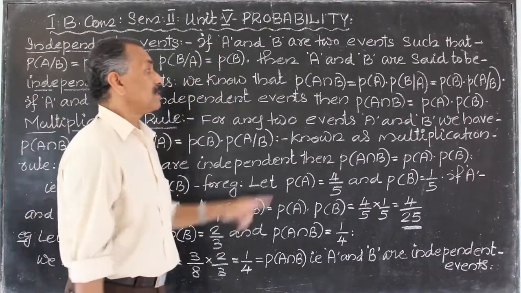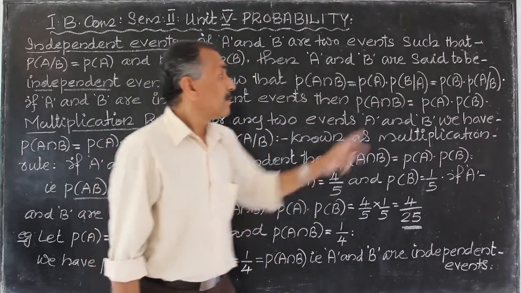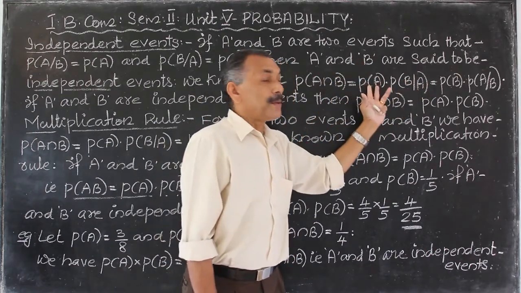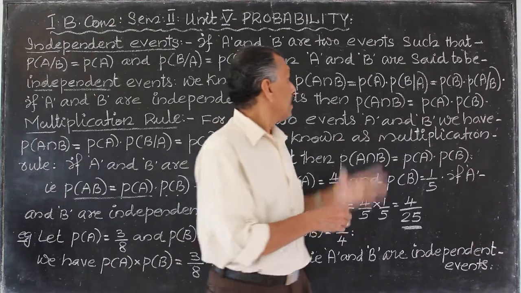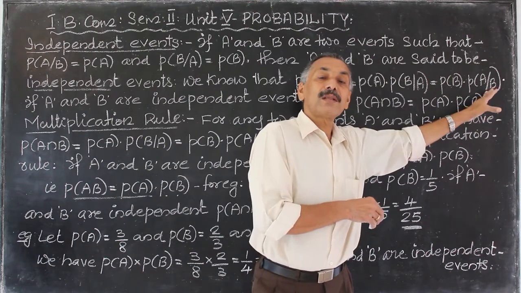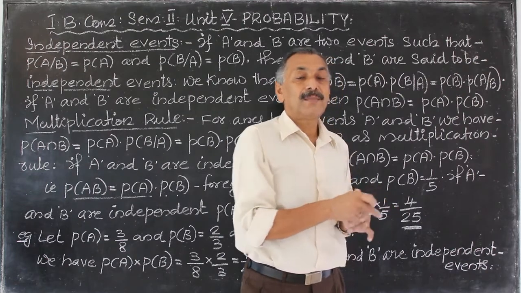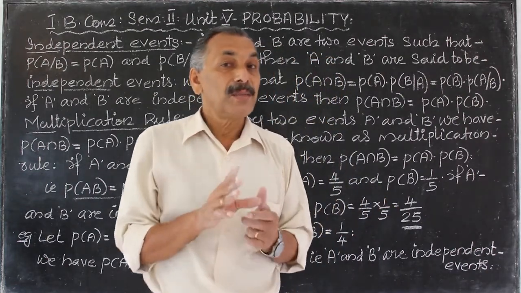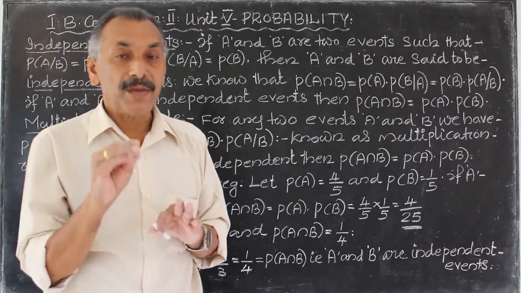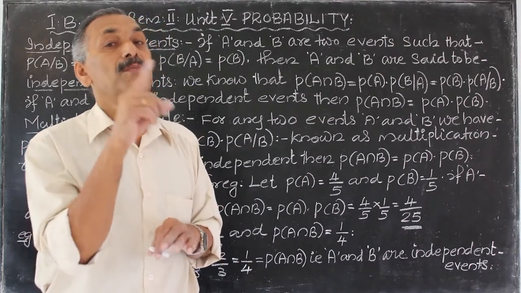Then if they are independent, then we have a probability of A intersection B is equal to P of A into P of B given A. What is P of B given A? Is equal to P of B. That is probability of A intersection B is equal to P of A into P of B. അല്ലെങ്കിൽ probability of A intersection B is equal to probability of B into P of A. P of B into P of A എന്ന് പറഞ്ഞാൽ P of A into P of B. അങ്ങനെ if A and B are independent, then P of A intersection B is equal to P of A into P of B. Conversely, if probability of A intersection B is equal to P of A into P of B, then A and B are independent.